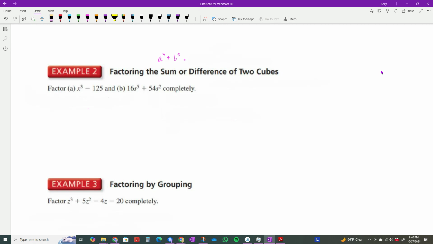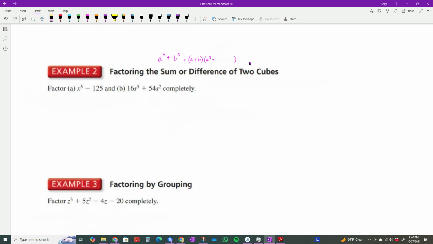The cube root of a cubed is a, cube root of b cubed is b. So I'm going to have a plus b, and then as I said before, you square the first term, a squared. I'm working with this factor. After I take the cube root of this, I create a factor, and then I'm working from this factor to create the rest of it. So I square the first term, change the sign, multiply them together.